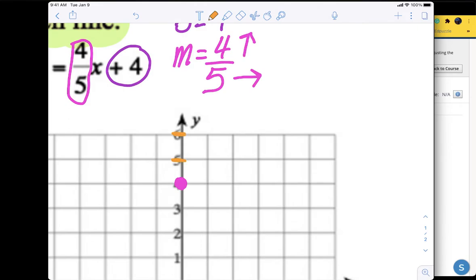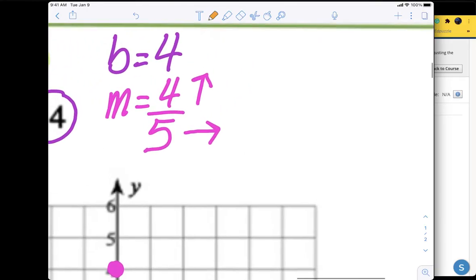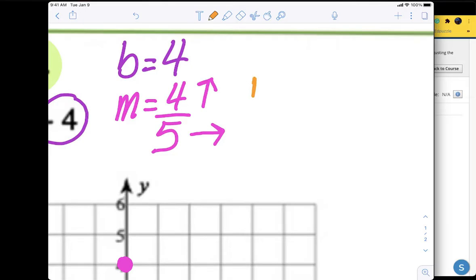1, 2. Wait a minute. I don't have any room. What the heck do I do? I'll tell you what we're going to do. We're going to go backwards. So instead of going up 4, I'm going to go down 4. And then instead of moving to the right 5, I'm going to go left 5. So I'm going to go down 4 and left 5.